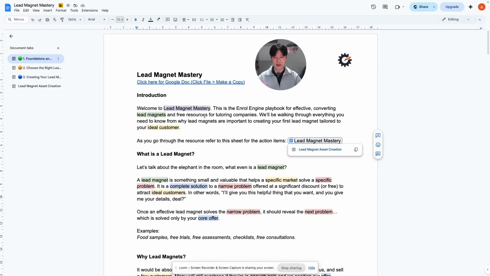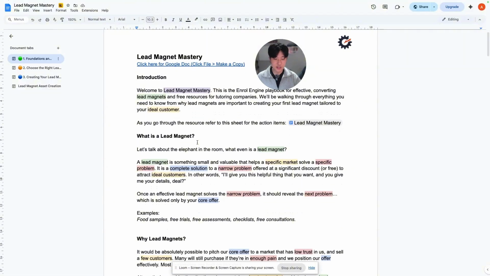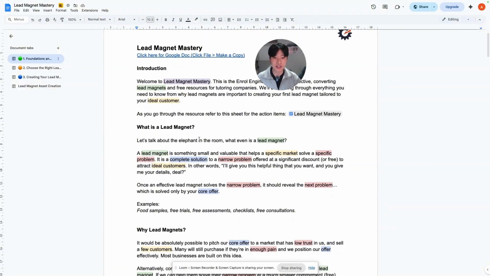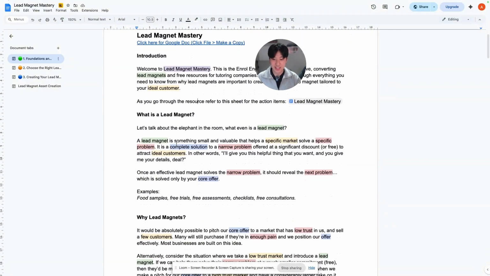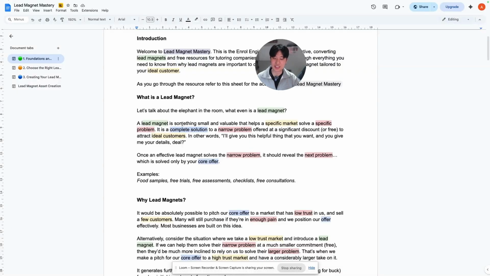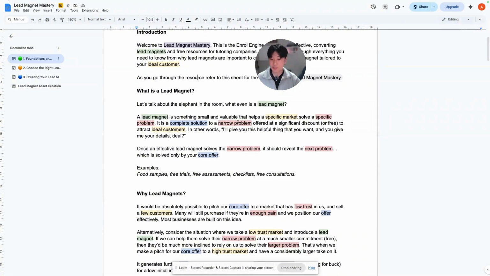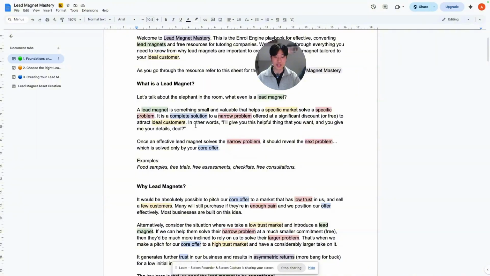For now, let's talk about the foundations and the principles of lead magnets. So, the elephant in the room: what even is a lead magnet? Now, let me tell you, a lead magnet is something small and valuable that helps a specific market solve a specific problem. It is a complete solution to a narrow problem offered at a significant discount, or often for free, to attract ideal customers. In other words, I'll give you this helpful thing that you want that will solve your problem, and you give me your details.